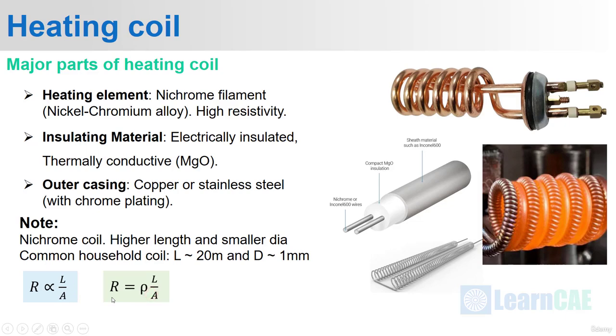We can write resistance is equal to resistivity into L by A, where rho represents resistivity. This is a material property. Nichrome has higher resistivity. That's why most of the heating coils will have nichrome as the major heating element.